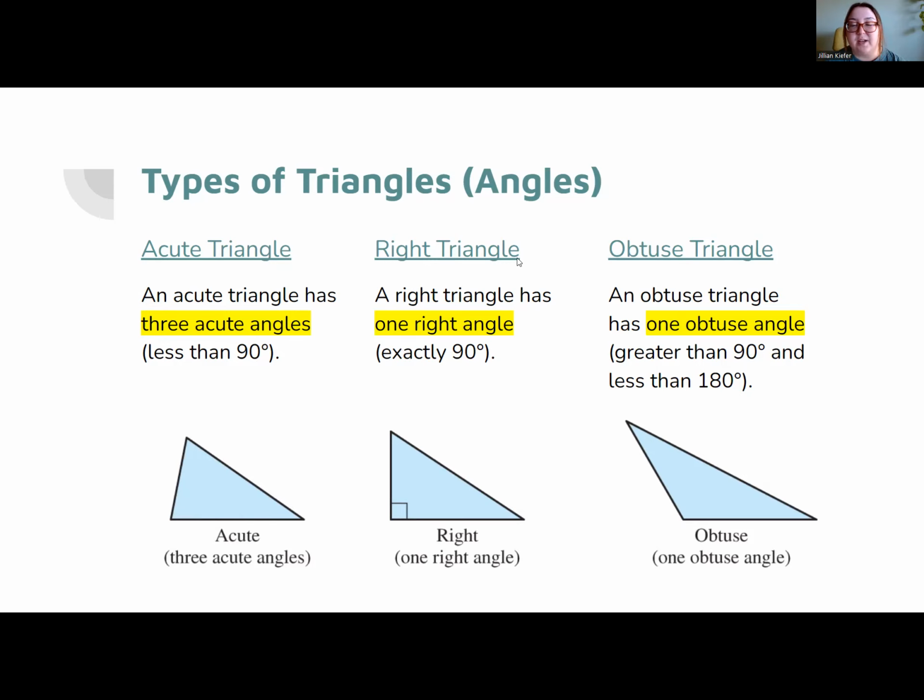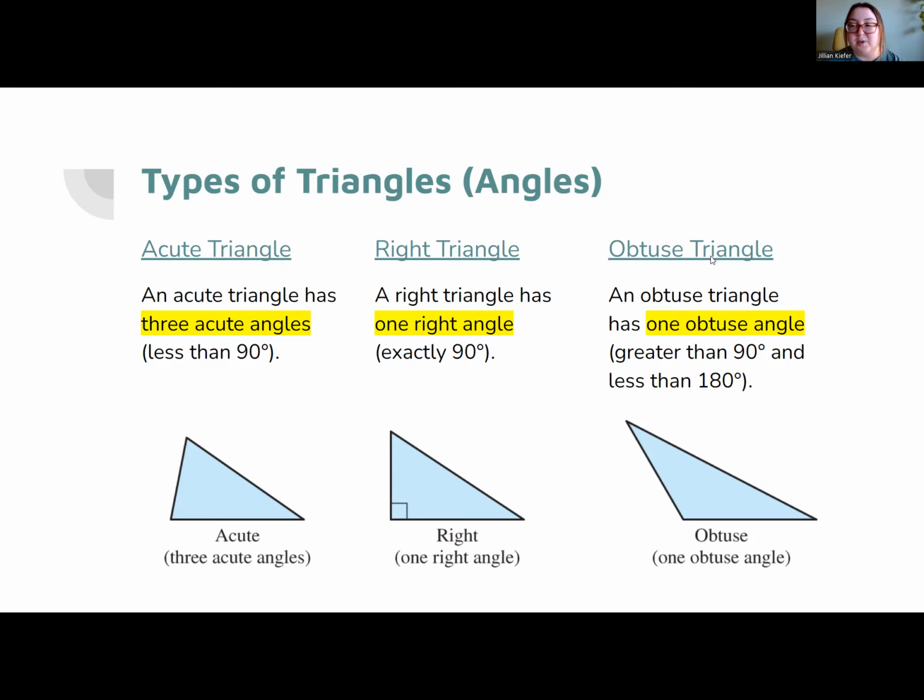Then we have right triangles. A right triangle has one right angle, which is exactly 90 degrees. It will most often be indicated with the little box to show that it is exactly 90 degrees. The other two angle measurements can be whatever they are, but the one in the middle is exactly 90 degrees, with the little box. That's the right triangle.